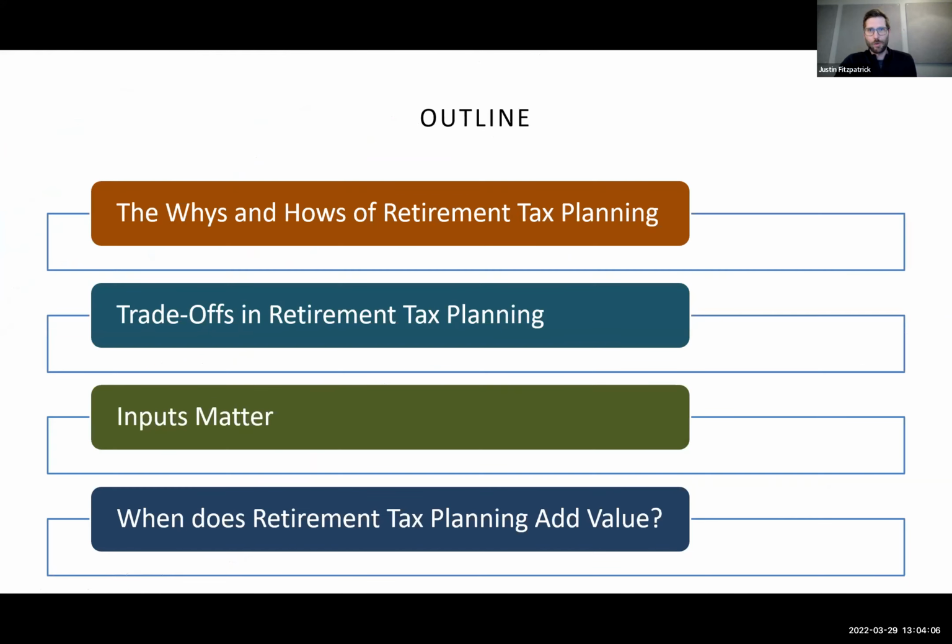So let's get going. Quick outline of the presentation portion for today. We'll do a little bit of talking about the whys and hows of tax planning and retirement. So this will be a mixture of high level and also a quick overview of the tax center in Income Lab. And then we'll talk about some trade-offs in retirement tax planning.